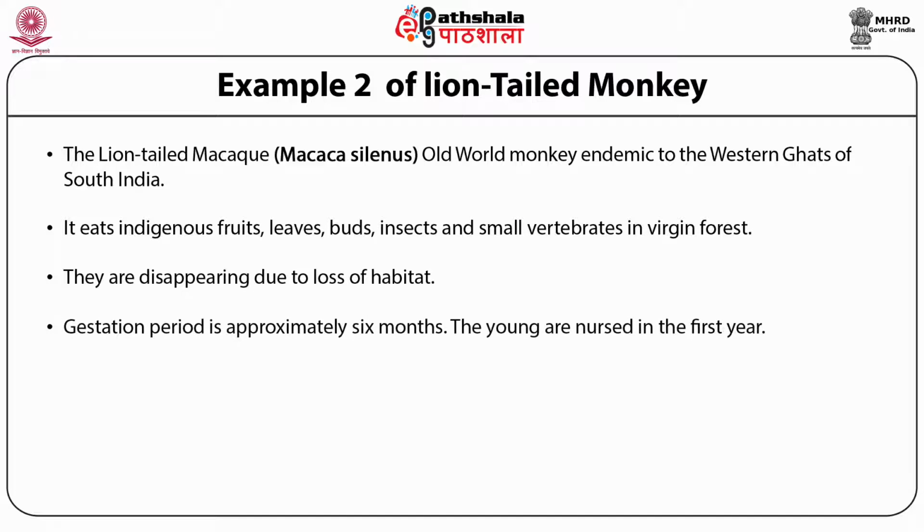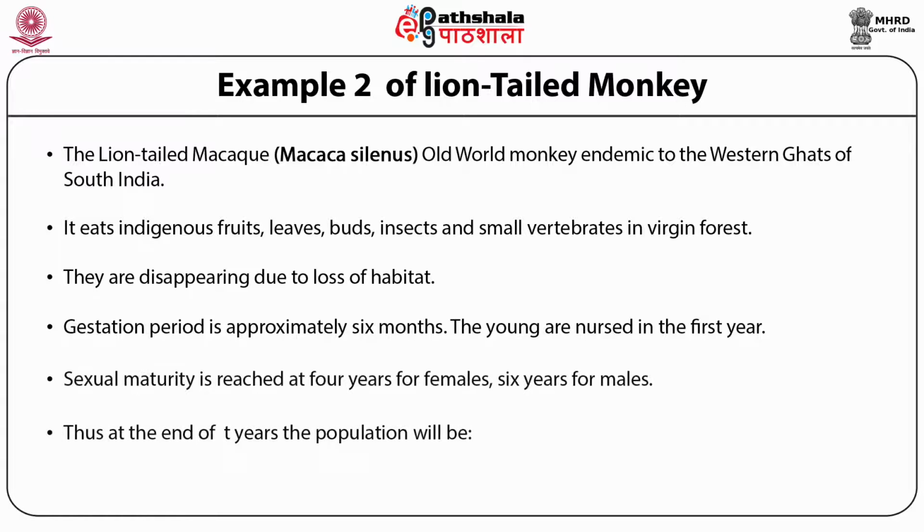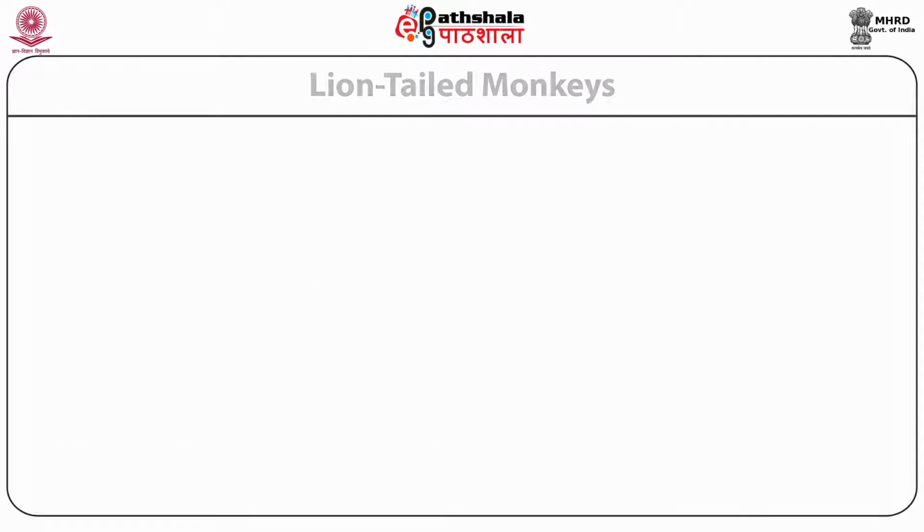The gestation period of this monkey is 6 months. The young ones are nursed for their first year. Sexual maturity is reached at 4 years for the females and 6 years for the males. The life expectancy in the wild is nearly 20 years.